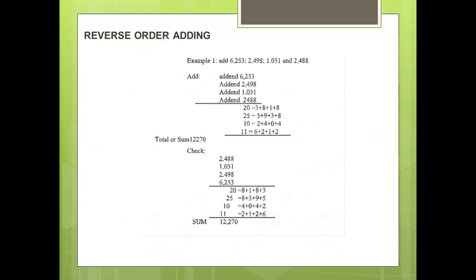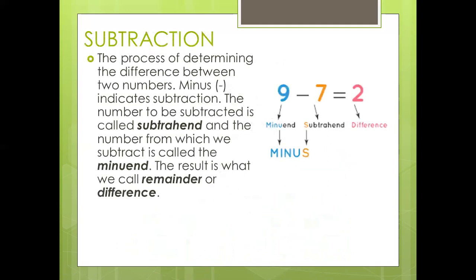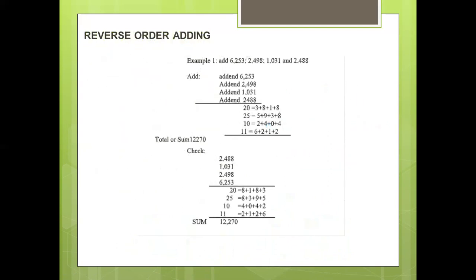For reverse order adding, we have to arrange the numbers according to their place values. So before adding it, let's arrange all the numbers according to their place values. We have example number 1.